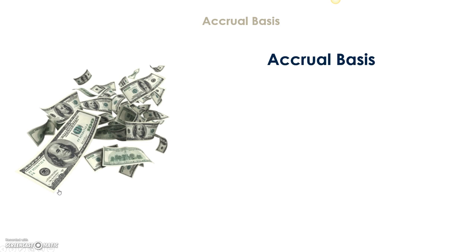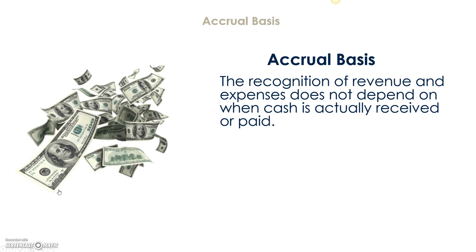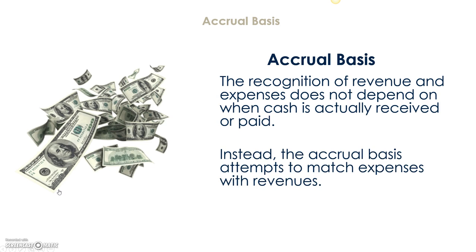So to overcome some of these weaknesses in the cash basis, GAAP requires that we use an accrual basis form of accounting. Under the accrual basis, the recording of revenue and expenses does not depend on when cash is actually received or paid. It's not that we ignore cash entirely, we just ignore the timing of cash. So instead, the accrual basis attempts to match expenses with the revenues that they earn.